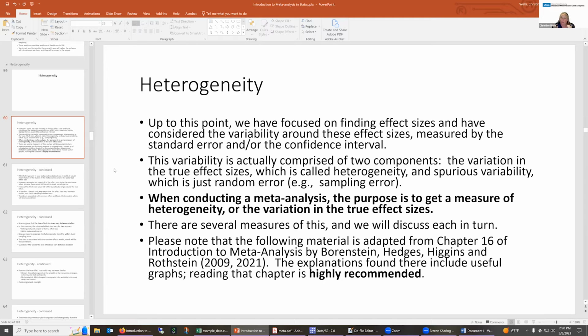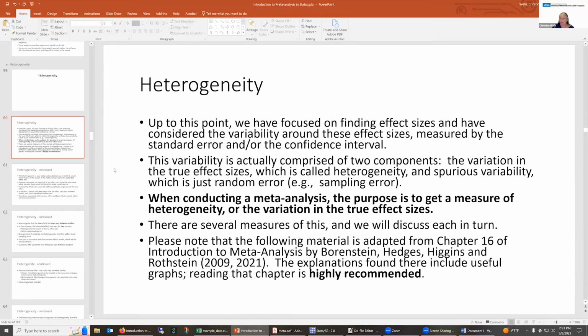Up until now, we've focused on finding these effect sizes, and although we've considered that there's variability around them, we're now going to really focus on that because at least according to Michael Bornstein, who's one of the big names in meta-analysis, that's really what we've come here to do, to talk about the variability between these studies. And that's where the real action is. So that's why this is important.